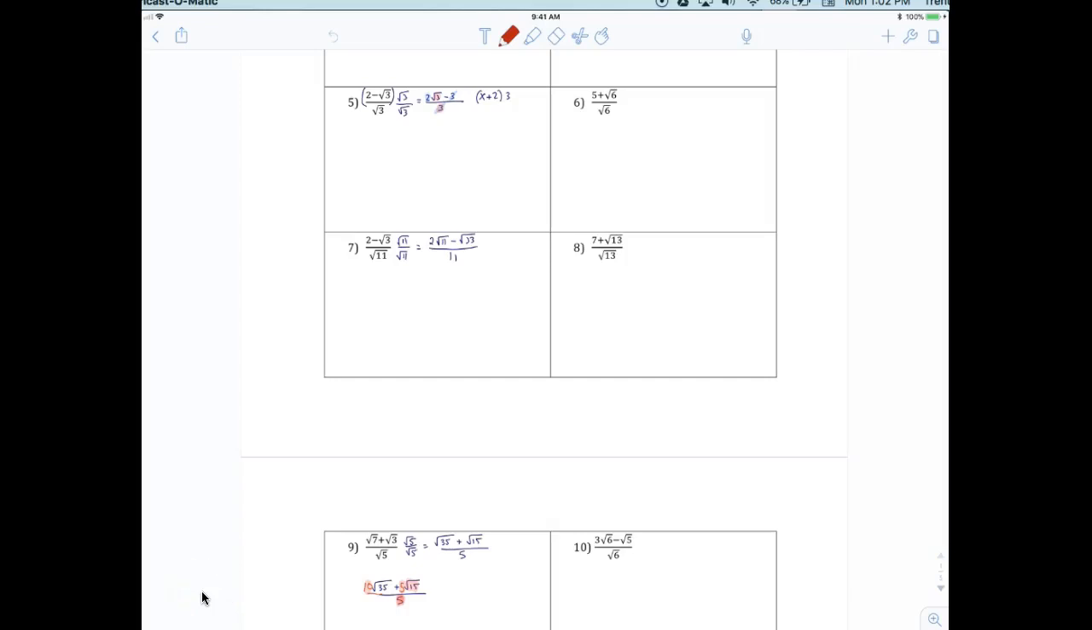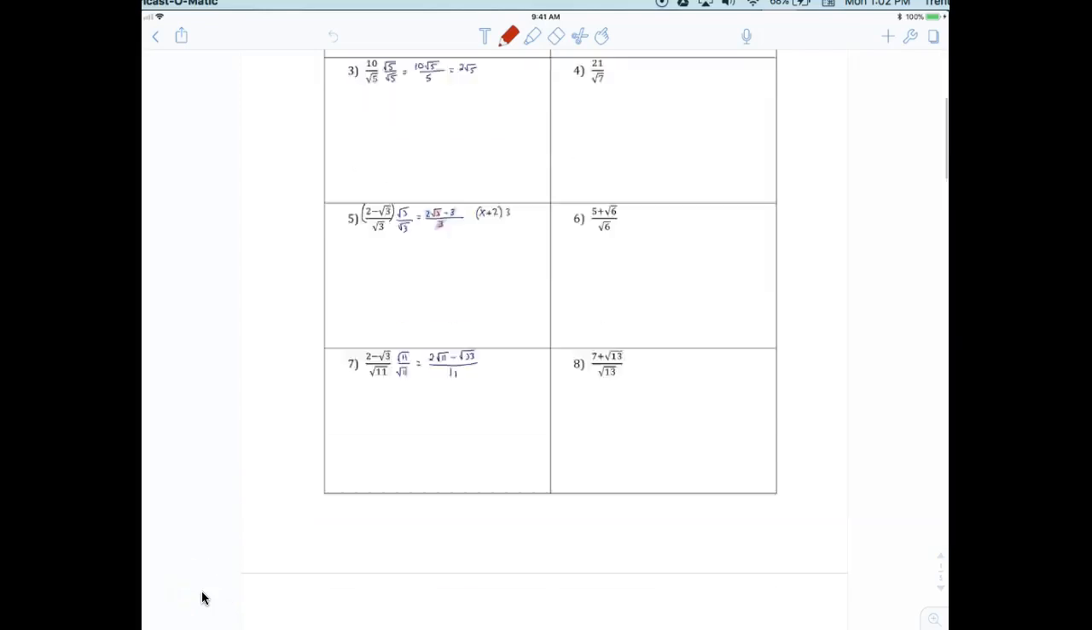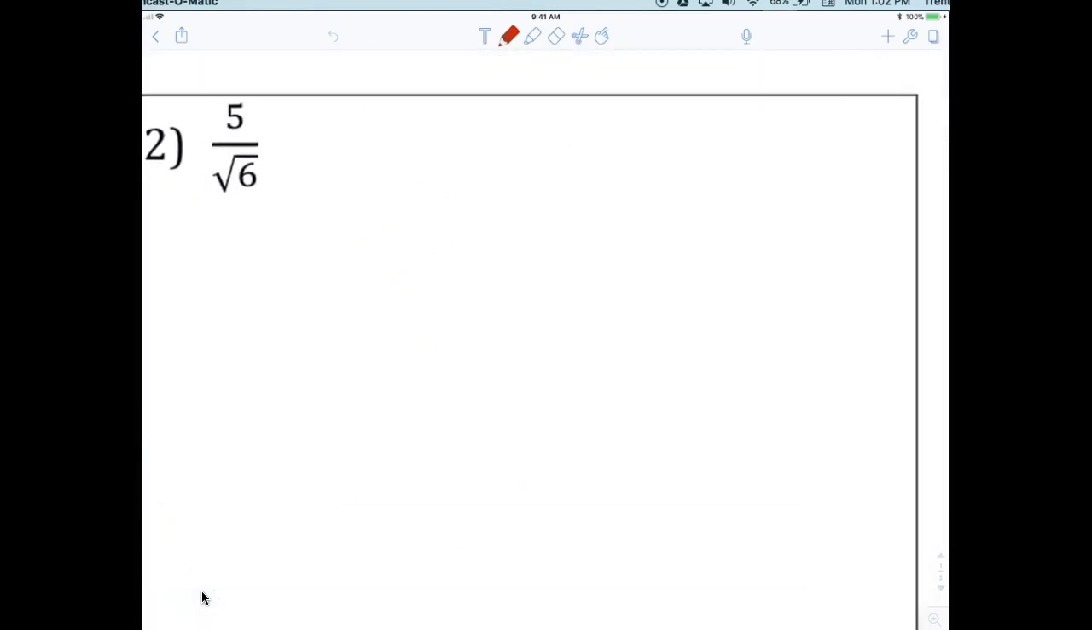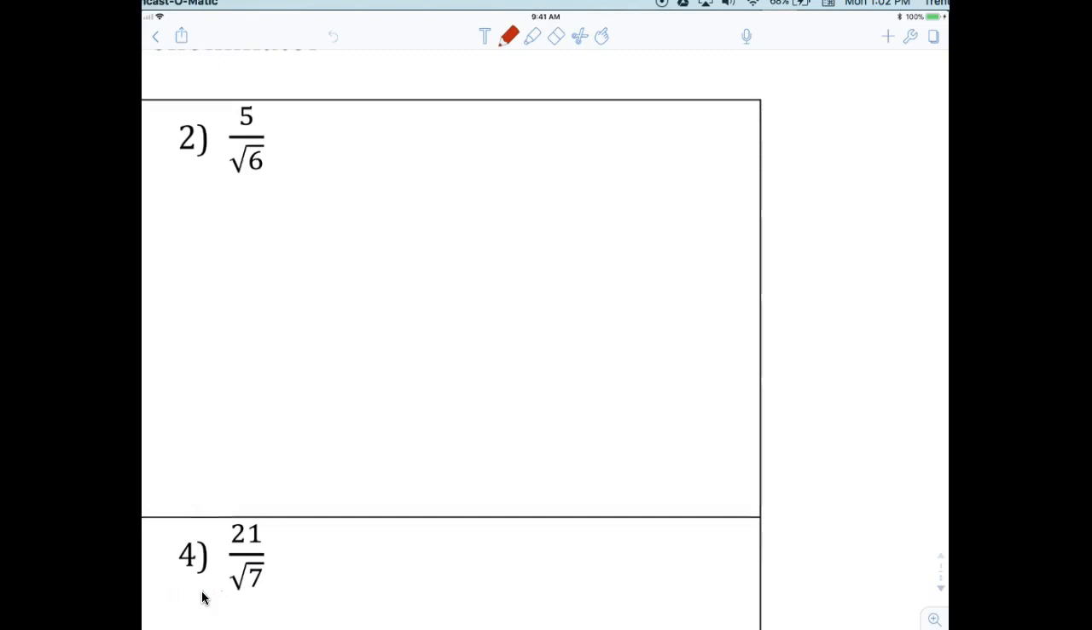So because we did the odds with the other class, we're going to go ahead and do the evens. All right? So again, if you'll notice here that I have 5 over radical 6. I'm not allowed to have a radical in the denominator, so I have to change it from an irrational to a rational.